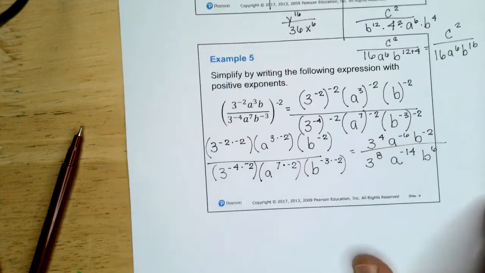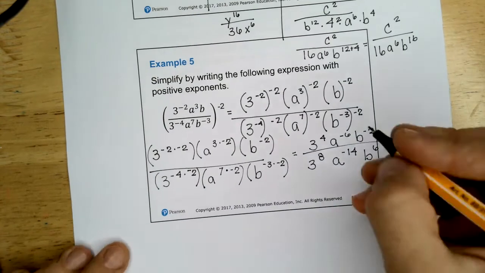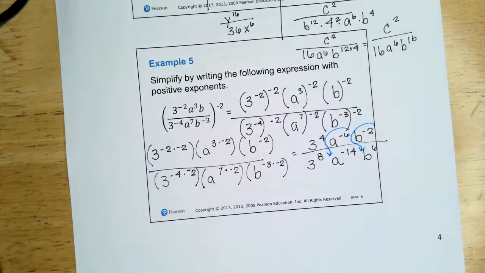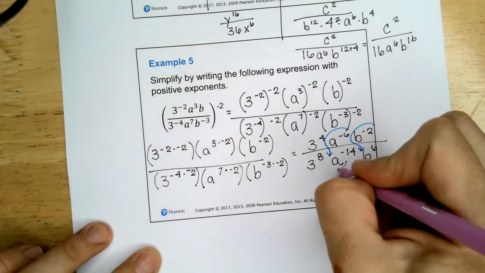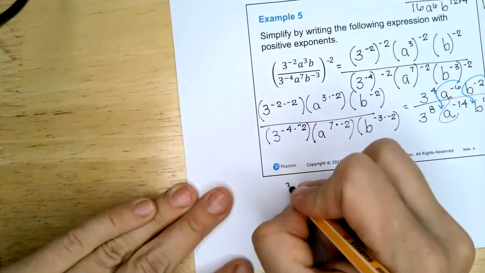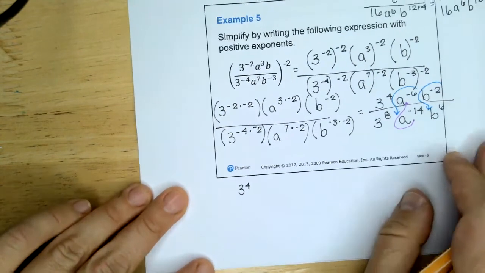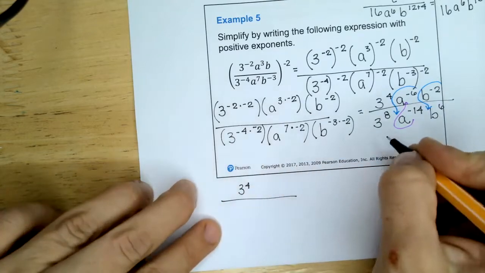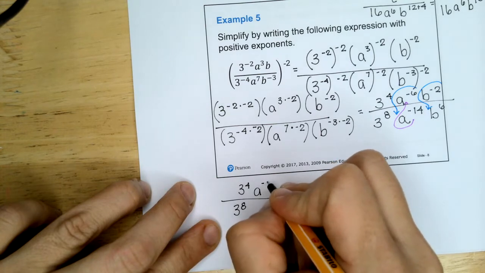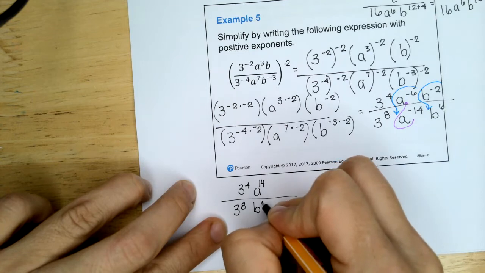All right, so let's start moving things. What do I need to move? On the top, I need to move the a and the b. On the bottom, I just need to move the a. If I rewrote that, I would have 3 to the 4th times, that's all I keep up there. Those two are gone. On the bottom, 3 to the 8th, a to the negative 14th becomes a positive 14. And then b to the 6th stays.